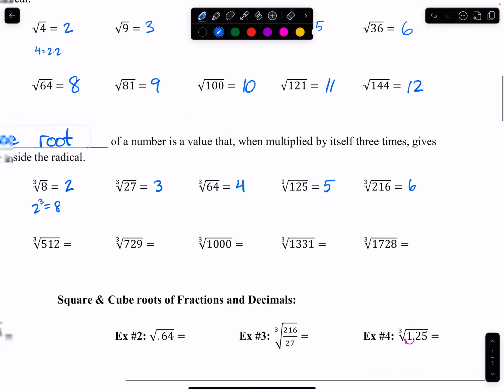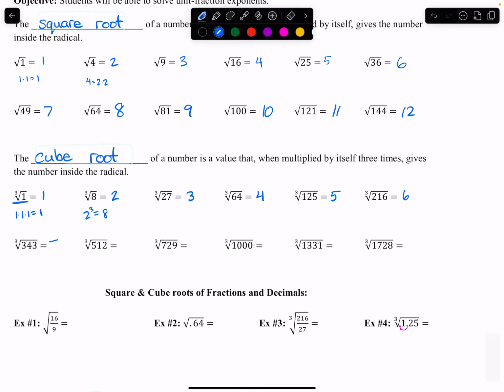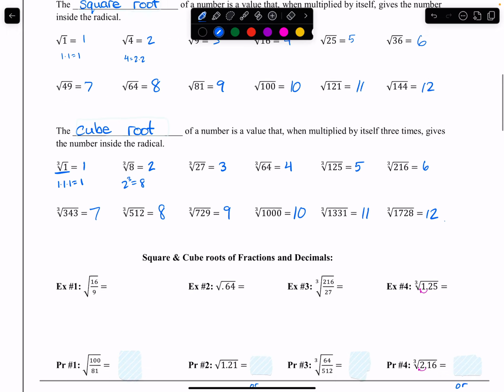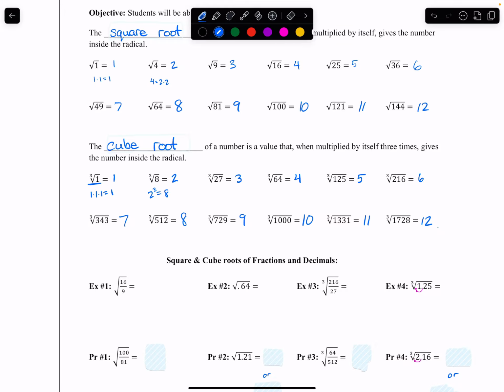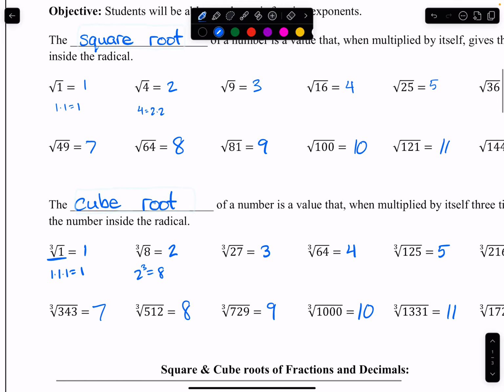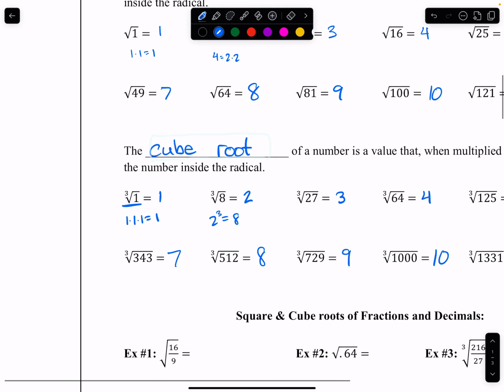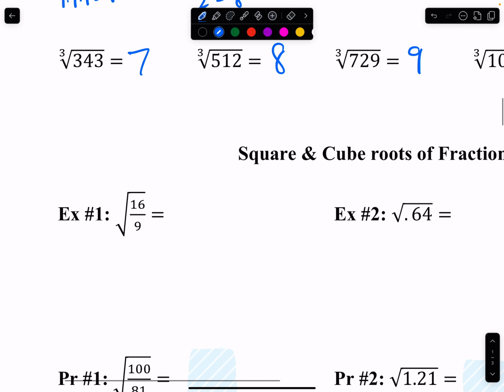And again, hopefully you see the pattern. I'm asking you to cube root the first 12 perfect cubes. All right, so that's mostly just for your reference. But now that you are thinking about perfect square numbers, perfect cube numbers, let's take a look at example 1.